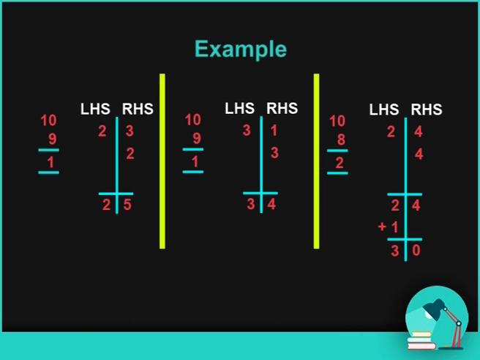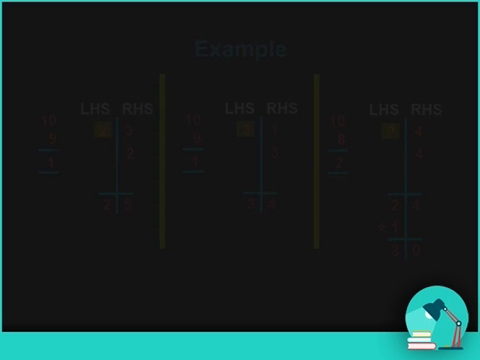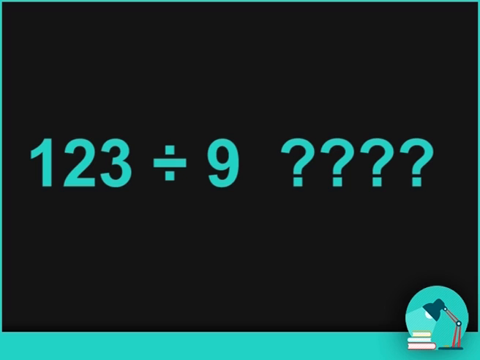In all the examples we have done till now, we have split the dividend into left hand side and right hand side. However, there was only 1 digit on the left hand side of the dividend. We will now take a look at how to solve examples where the dividend is big and left hand side of the dividend has more than 1 digit. So, let us divide 123 by 9.